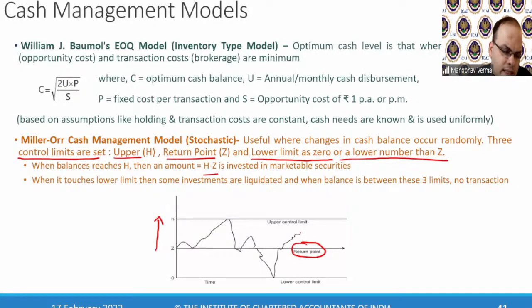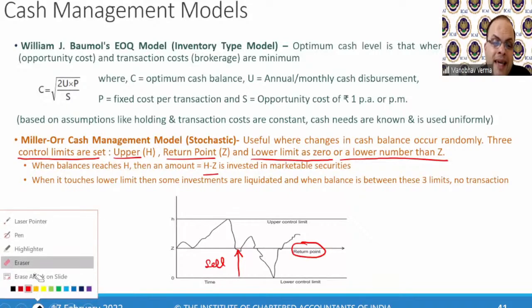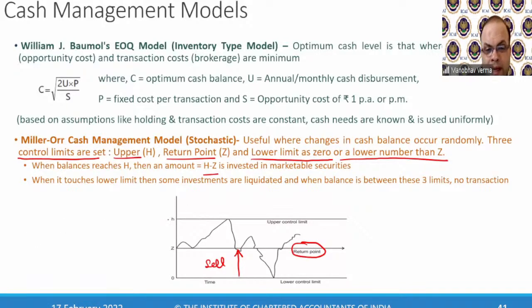Everyone okay with this, guys? What happens is, if you are touching the lower limit, then probably you again have to sell the investments here, so that this time you again go to this level. So if you have a situation where you have an upper investment or surplus funds, what you would do is invest, so that my cash balance comes back to the Z level here.